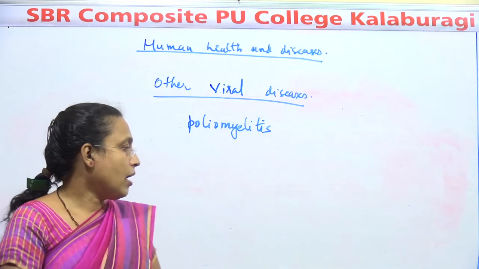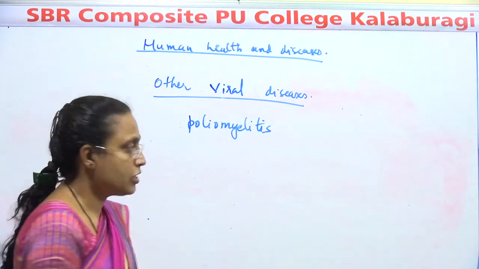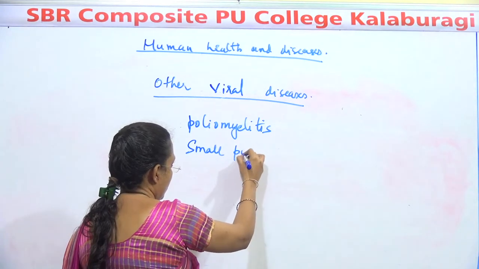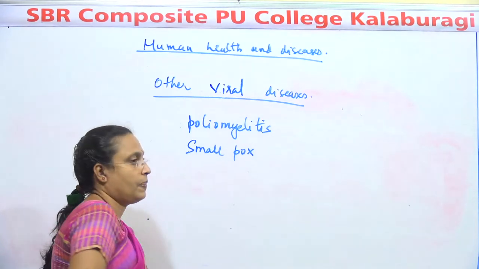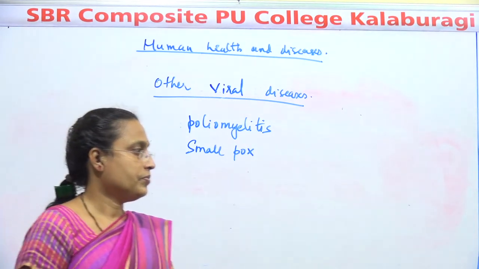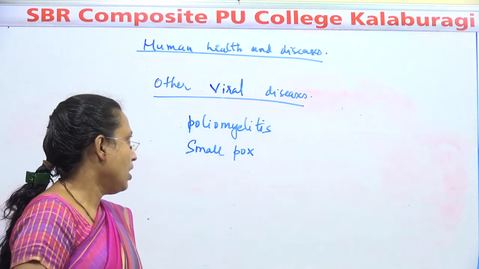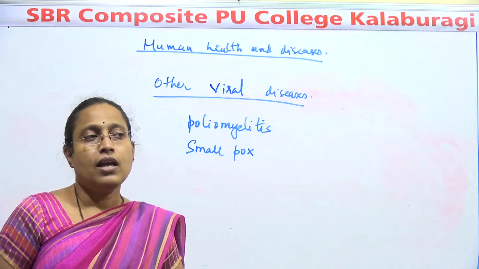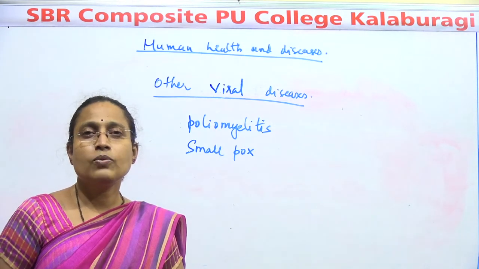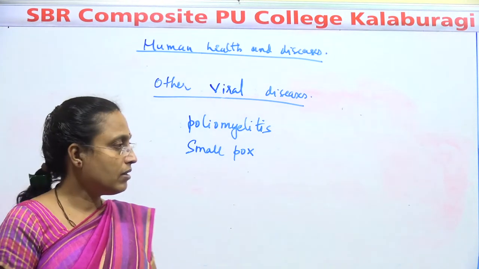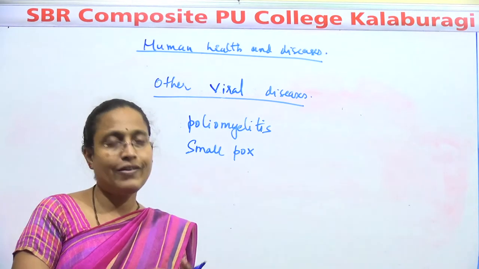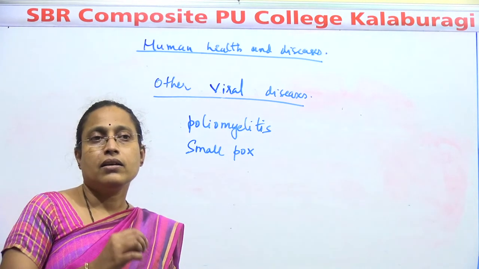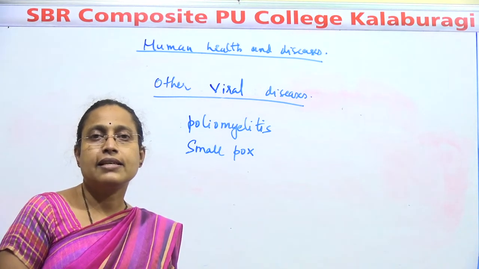Then, apart from polio comes smallpox. Smallpox causes severe skin lesions, and once the lesions heal, there are defects in the skin. Skin lesions means eruptions on the skin, pimple-like, and they will start swelling. Those are called skin lesions.